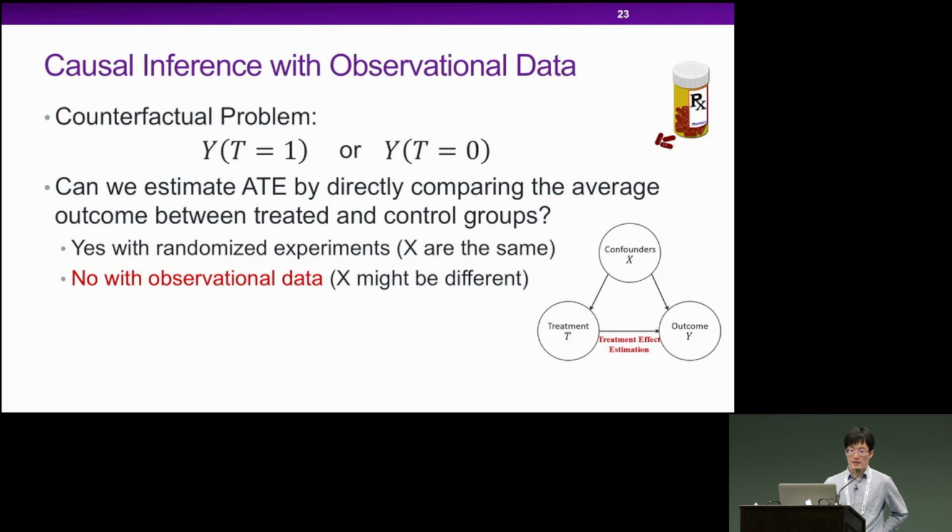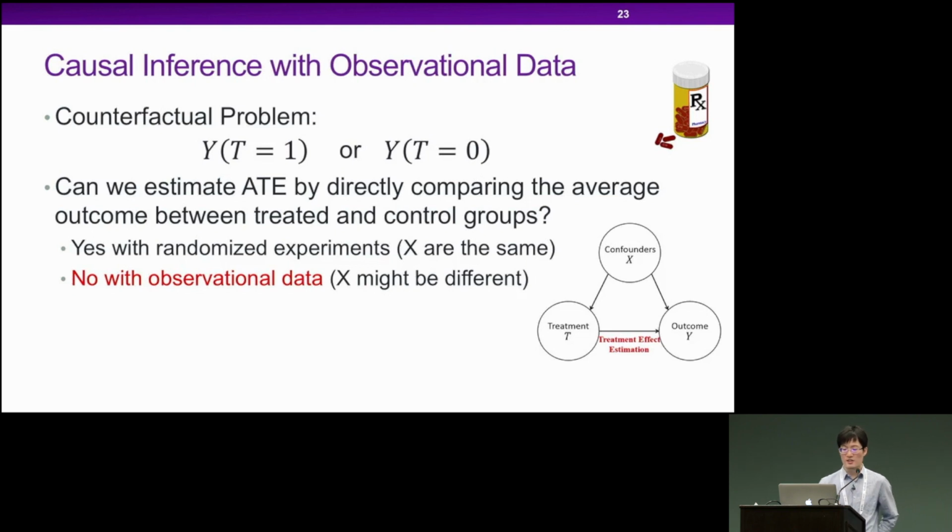When we do that, of course, the key problem we want to solve is the counterfactual problem, trying to reason about y1 or y0. So here the problem is, can we estimate the ATE by directly comparing the average outcome between the treated and the control group? We would say yes, if you can do randomized experiments, so that we can guarantee that the X are the same, that everything else is the same, right? But you cannot do that with observational data, because the X cannot be guaranteed to be the same on everything else. So that's the problem.